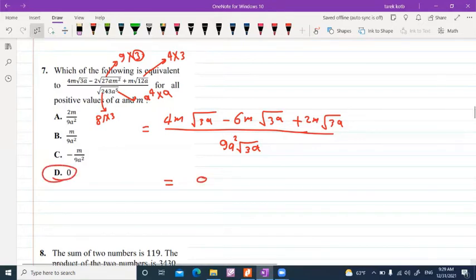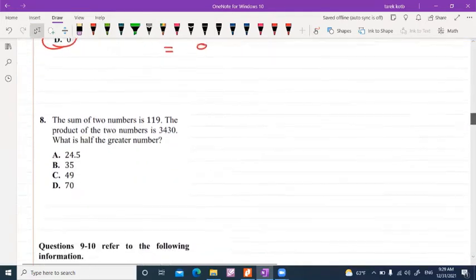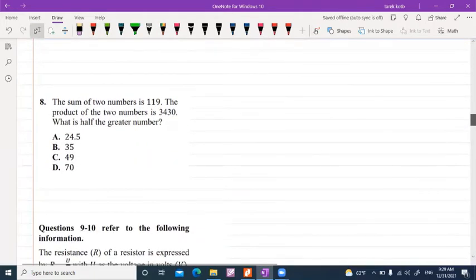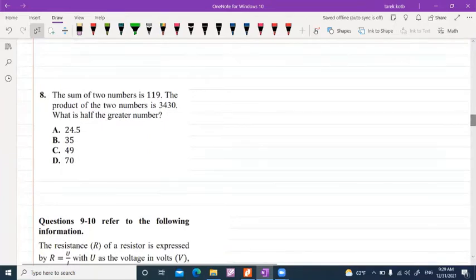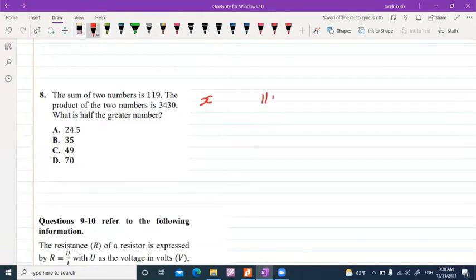Number 8, the sum of two numbers is 119. If the sum of two numbers is 119, let's consider the first number is x and the second number is 119 minus x. The product of the two numbers is 3,430. The product means if you multiply these two numbers together, you will get 3,430. This is the equation. What is half the greater number? Can you solve this equation to get it? Oh, this is a quadratic equation.